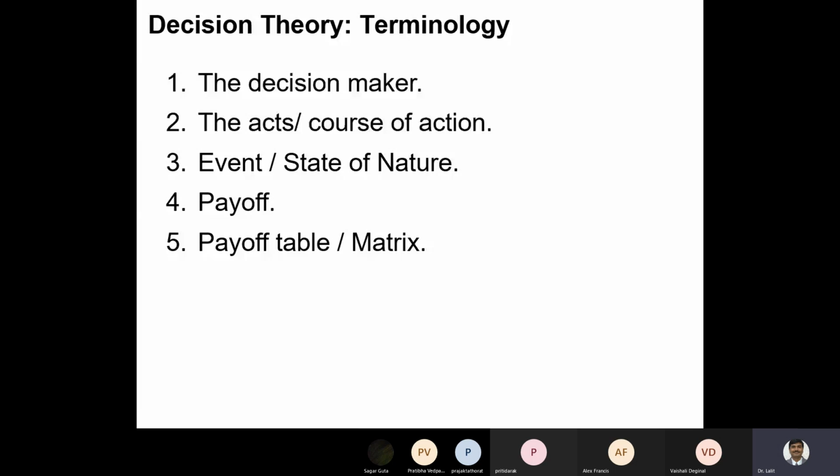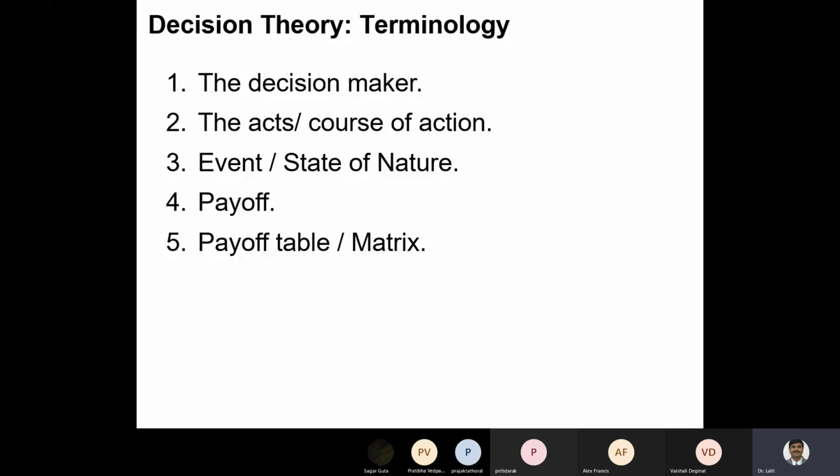Now, the yield of crops depends on the rainfall, right? So here, three courses of action or three acts are available. We can choose wheat crop or cotton crop or sugarcane, right? So these three are different courses of action, out of which he has to choose one, right? And the states of nature here will be the rainfall. There may be a heavy rainfall or average rainfall or low rainfall.